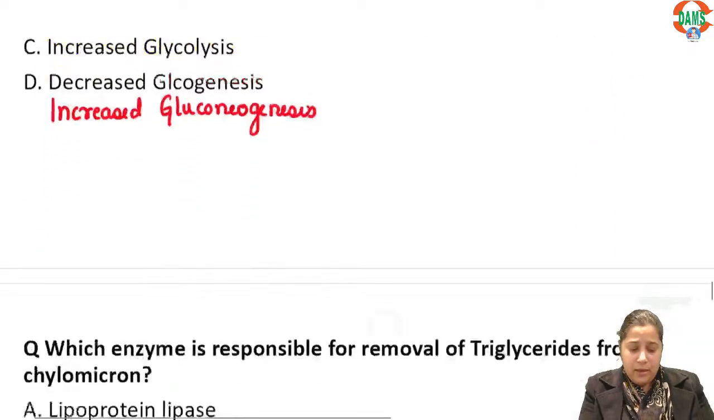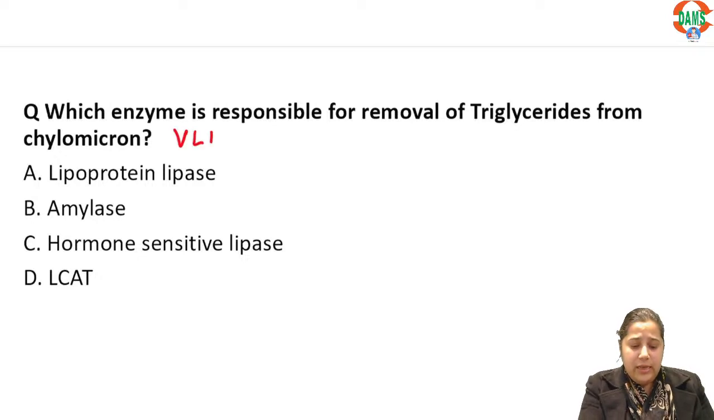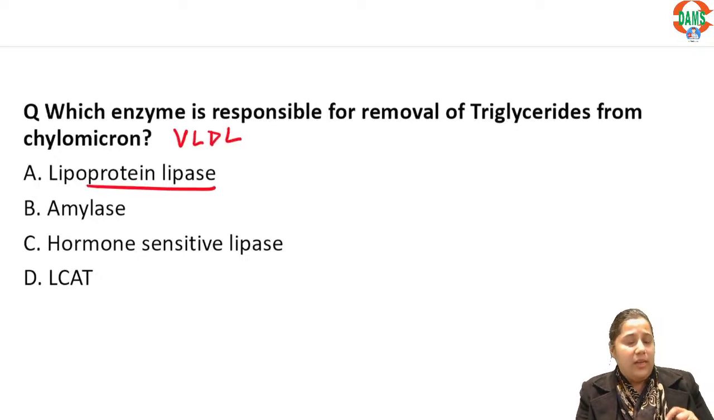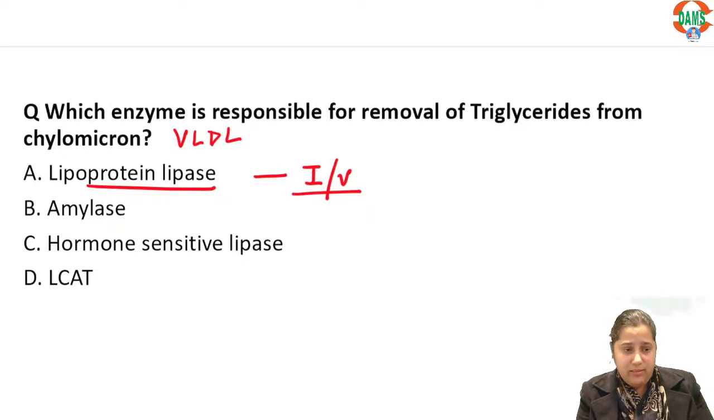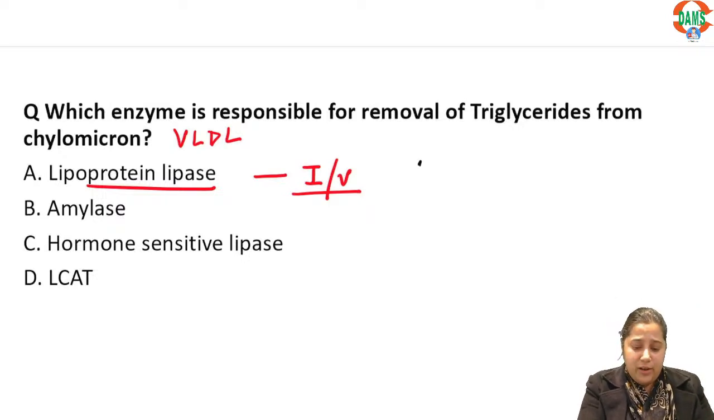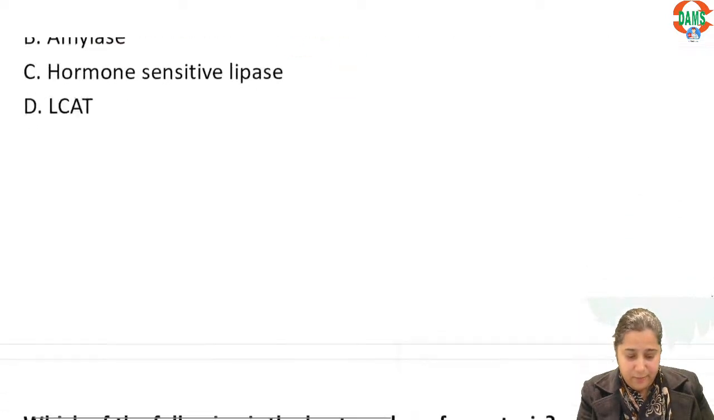The enzyme responsible for removal of triacylglycerol from the chylomicron, or even if in the question it is VLDL, is always lipoprotein lipase. This is the intravascular enzyme. It is present inside the blood vessels, and a must activator for this enzyme is ApoC2, which will activate this enzyme, and it will cause degradation of triacylglycerol to glycerol and free fatty acids.